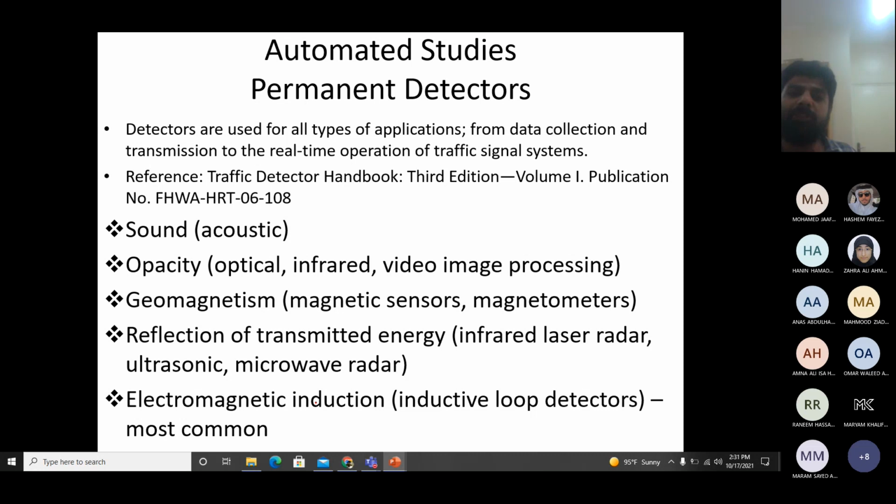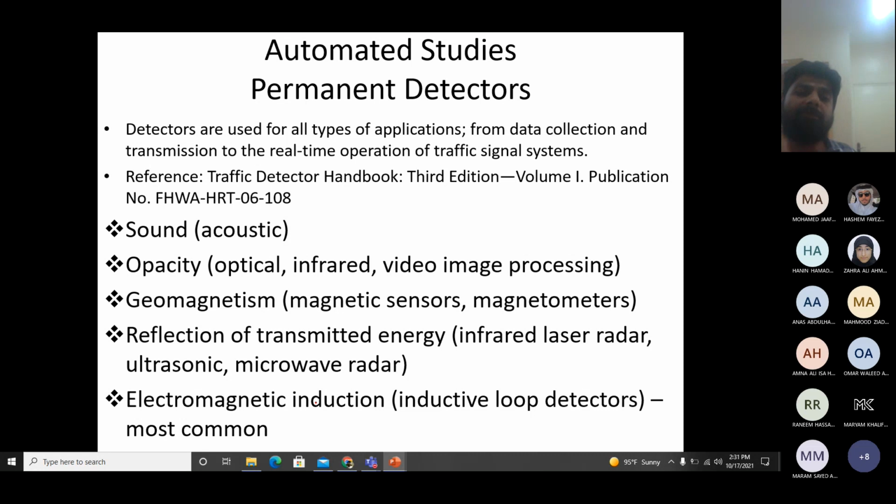Now, if you need more information about the traffic detectors, I have mentioned a reference here. It has complete details about different types of detectors and their technology. Obviously, it's not our field as civil engineers. Our field is mainly traffic management. But if you are interested in electronics and the mechanics of the detectors, you can go through this book. It is available free online.